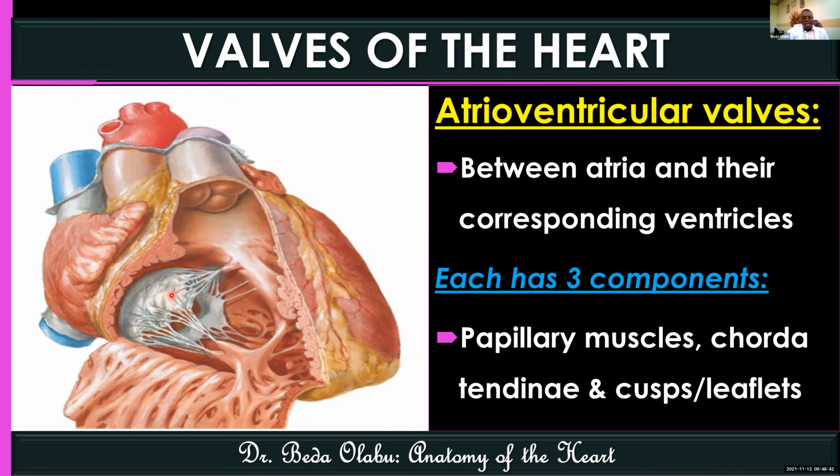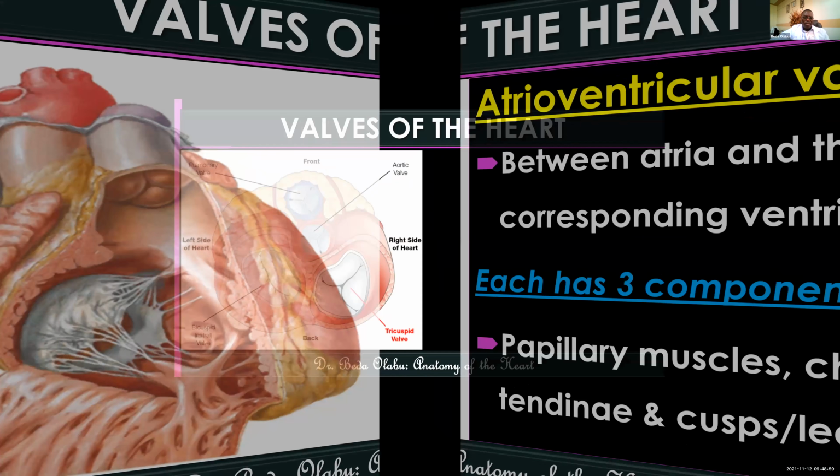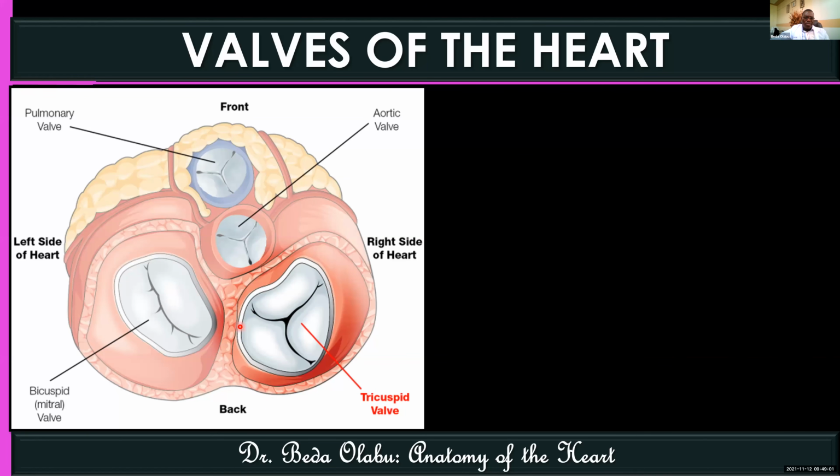Remember, the valve is largely found within the ventricle, and maybe you don't see it much from the atrial side. These structures we're talking about are on the ventricular chamber rather than on the atrial chamber side. This image captures those valves. This is an image of the heart viewed from above. This is the front, this is behind, this is to the right, this is to the left.